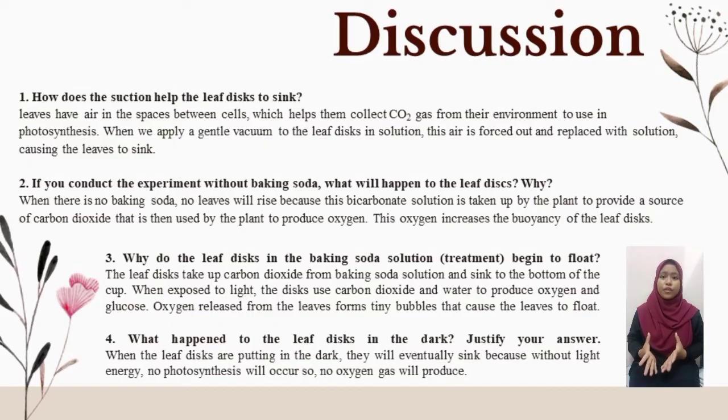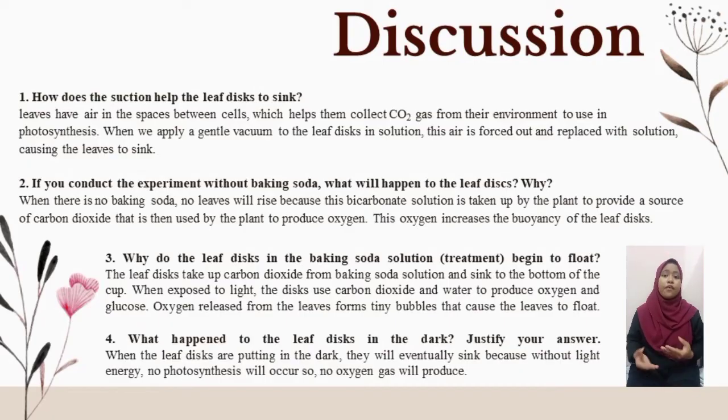And the third, why do the leaf discs in the baking soda solution begin to float? The leaf discs take up carbon dioxide from the baking soda solution and sink to the bottom of the cup. When exposed to light, the discs use carbon dioxide and water to produce oxygen and glucose. Oxygen released from the leaf forms tiny bubbles that cause the leaf to float.